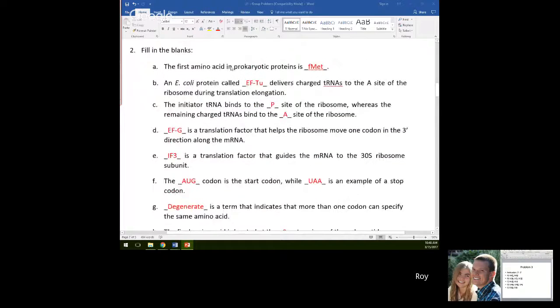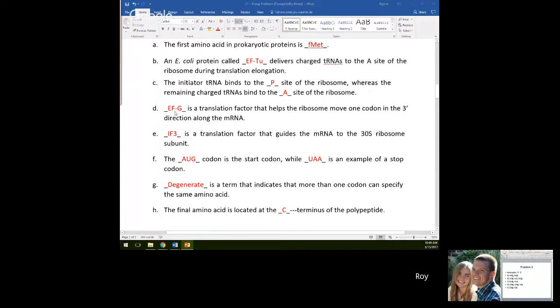The first amino acid in prokaryotic proteins is fMet. In eukaryotes, it's just Met. And then an E. coli protein called EF-Tu delivers charged tRNAs to the A site of the ribosome during translation elongation. The initiator tRNA binds to the P site of the ribosome, and then all the remaining charged tRNAs bind to the A site, and that's where they get bound together to make proteins.